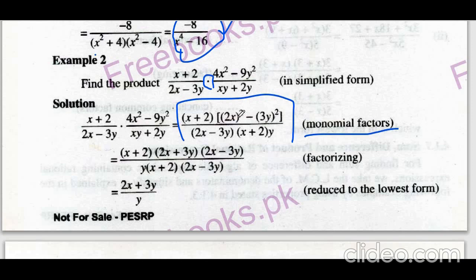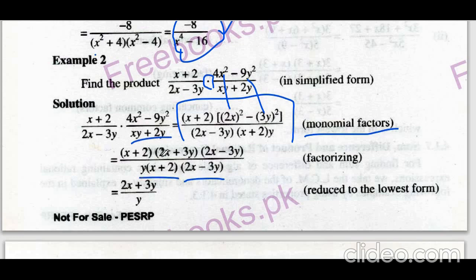x plus 2. This 4x squared, we can write it as 2x whole squared, and we can write this 9y squared as 3y whole squared. And this is again the same formula, a squared minus b squared equals a plus b and a minus b. Here a is 2x and b is 3y. So we can write 2x plus 3y and 2x minus 3y. 2x minus 3y as it is. We can take y common from this term. This becomes x plus 2 into y and this.